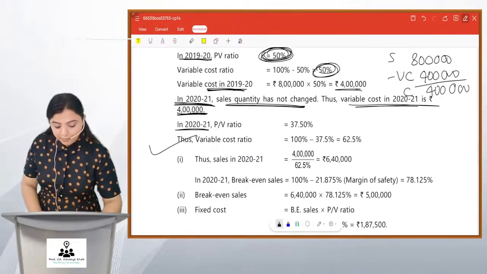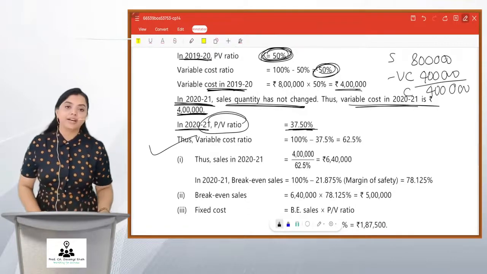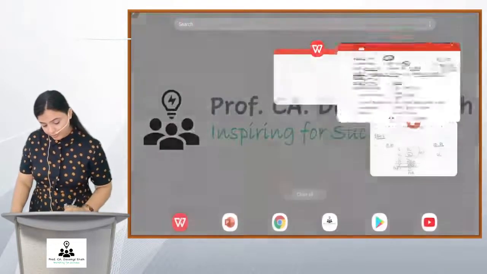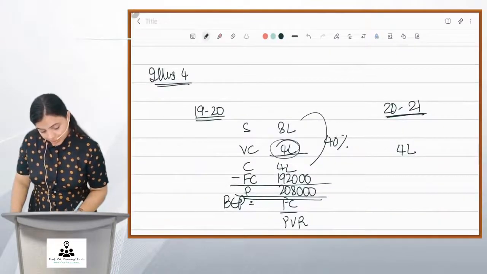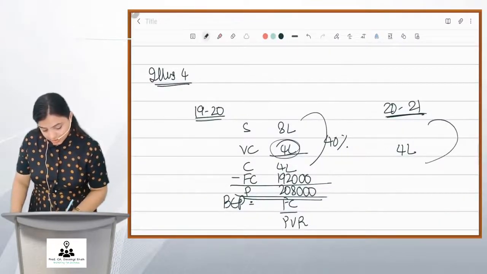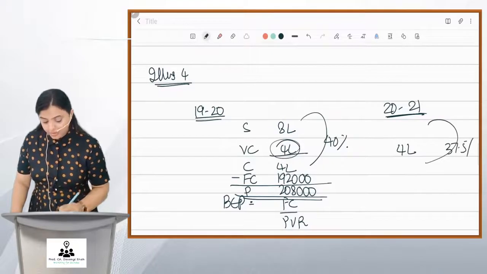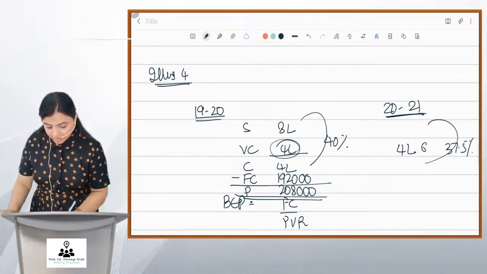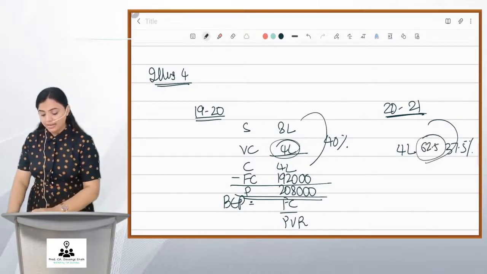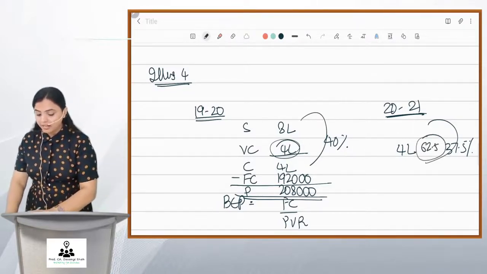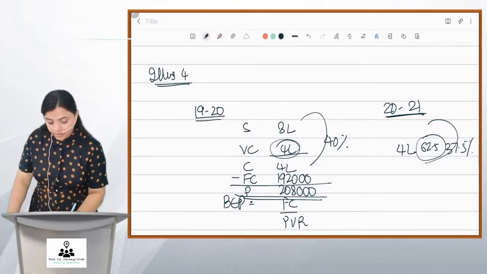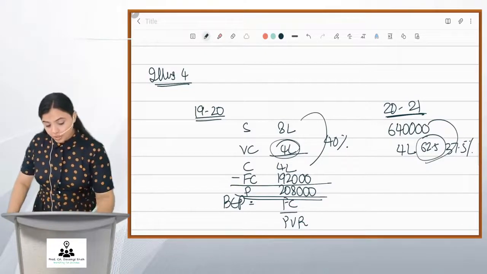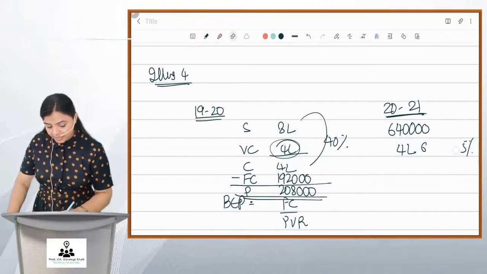Now, in 2021, PV ratio is 37.5%. So when they say 37.5% as PV ratio, 100 minus 37.5, you get variable cost as 62.5%, which is 4 lakhs. 4 lakhs divided by 62.5%, friends, you get sales as 6,40,000. For the students who have not understood this, I'll repeat this again, friends.